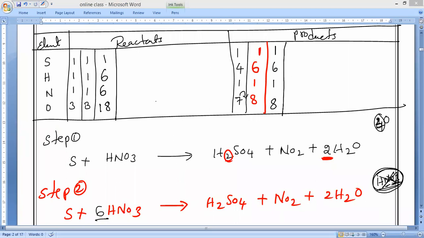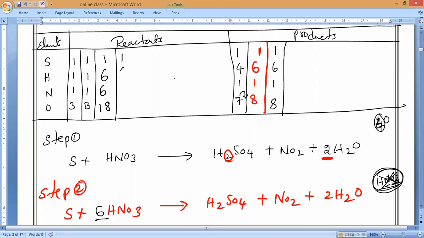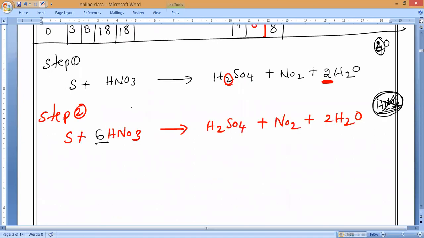Durga, Laksha, Ishali also. I don't know what you are doing. Reactant side or product side? Product side. Reactant side, same it will come.